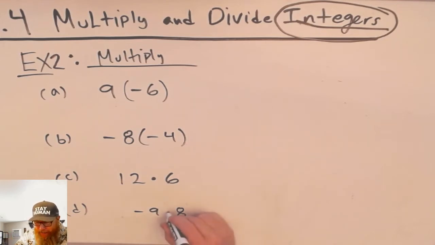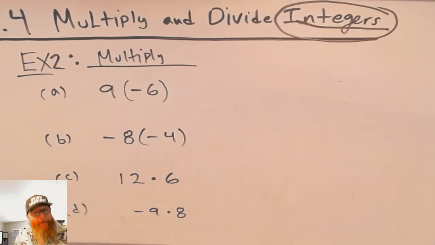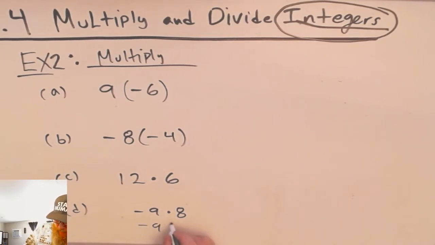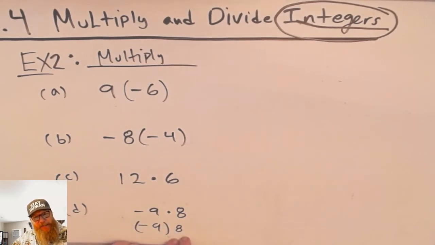Now, you could get rid of the parentheses and replace them with a dot. That would mean the same thing. So this one actually does have an alternate form: you could put -9 in parentheses, then 8, or you could put -9 times 8 that way. Either way, you're going to get the same result.